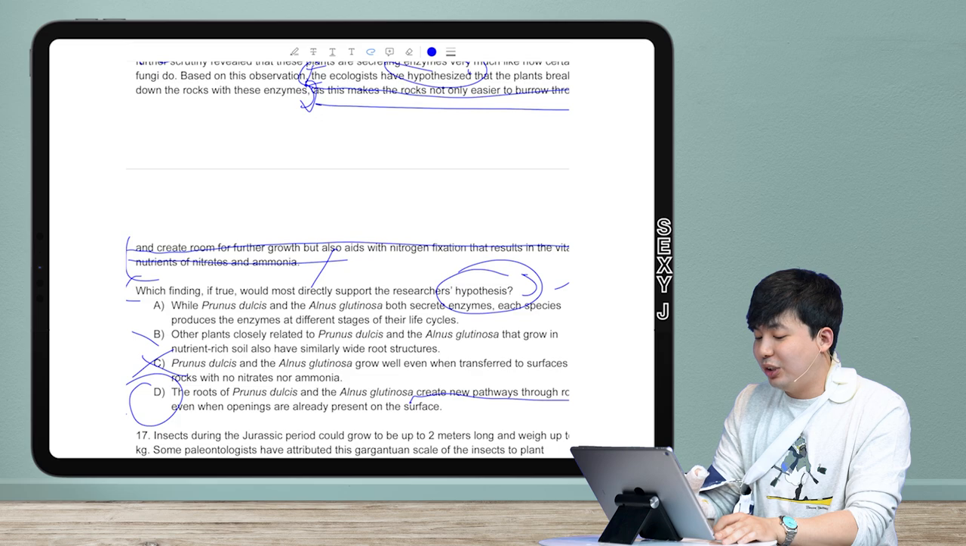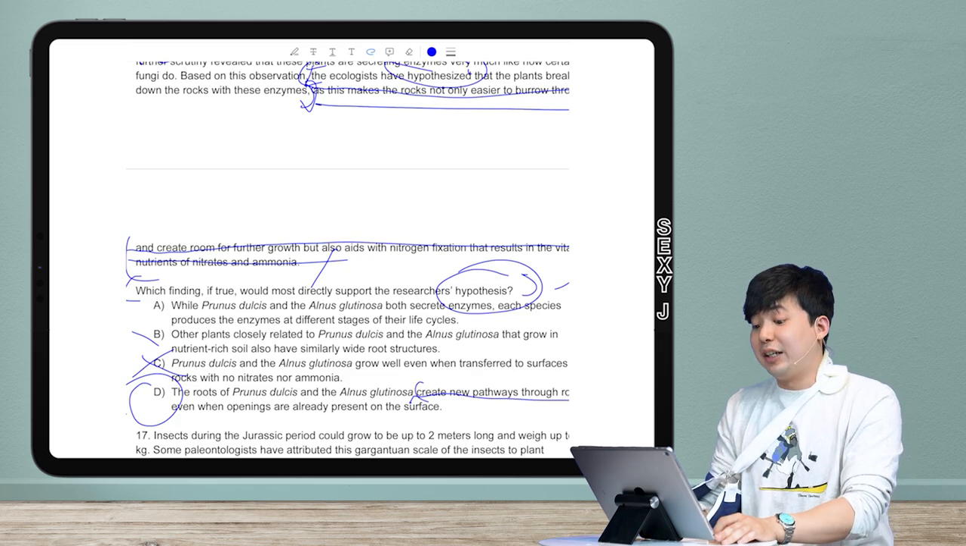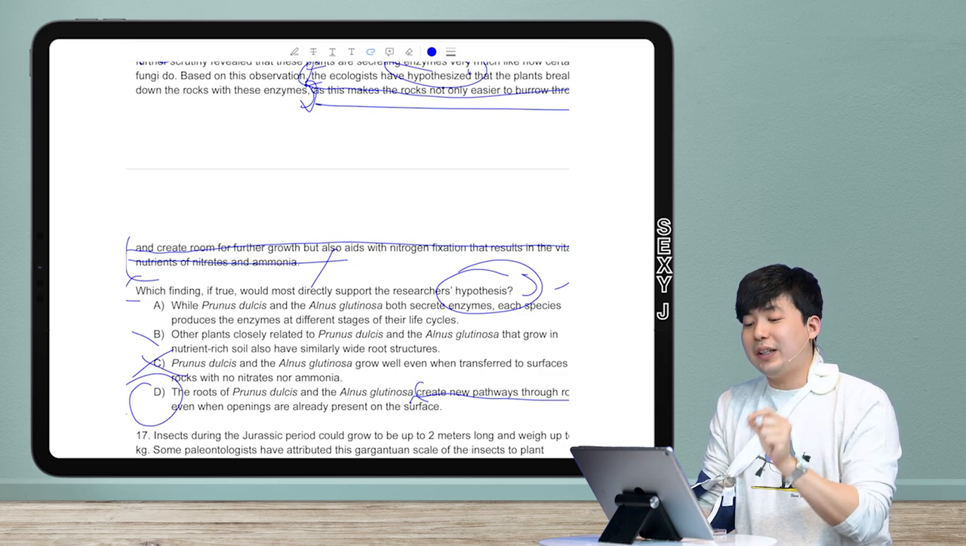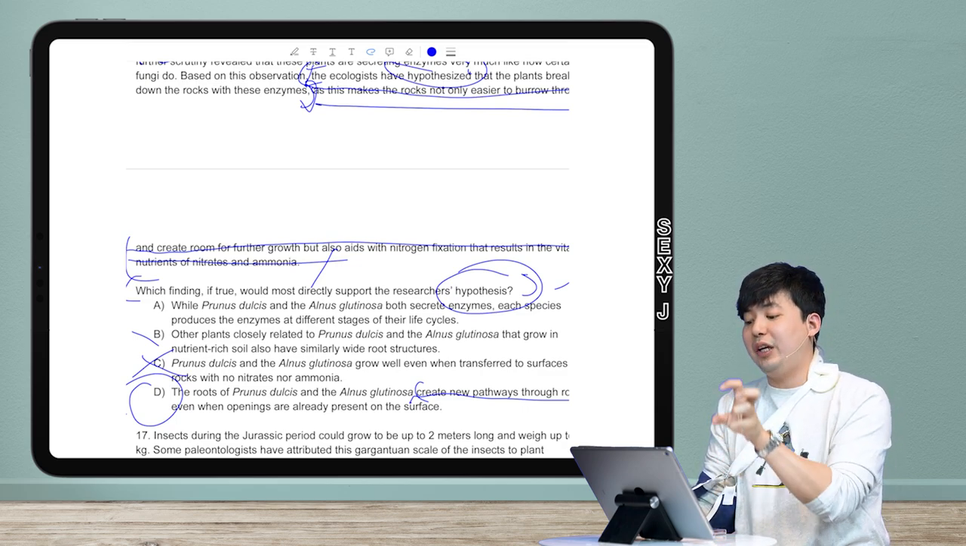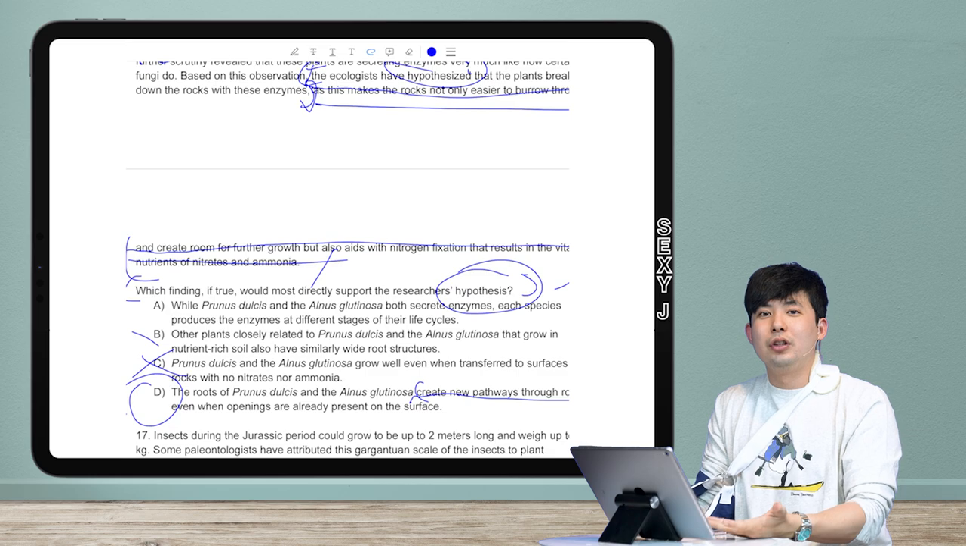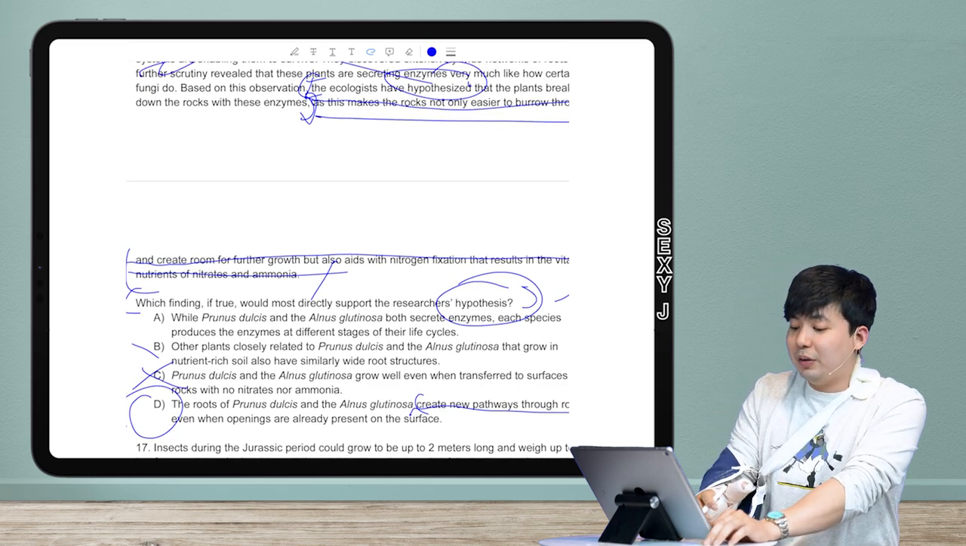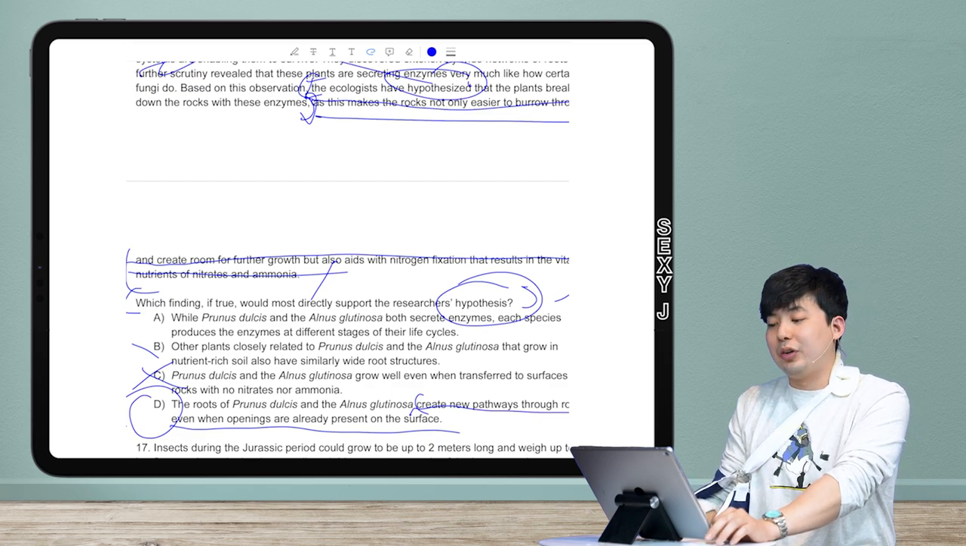Create new pathways through rocks. That is a stupid way to phrase that. I know, because I made that phrase. But they break down rocks can be turned into they create new pathways through rocks. What does that mean? They make holes in the rocks. That's breaking down the rocks. Okay? The rest of it, I don't really care. I don't even care about that at all.